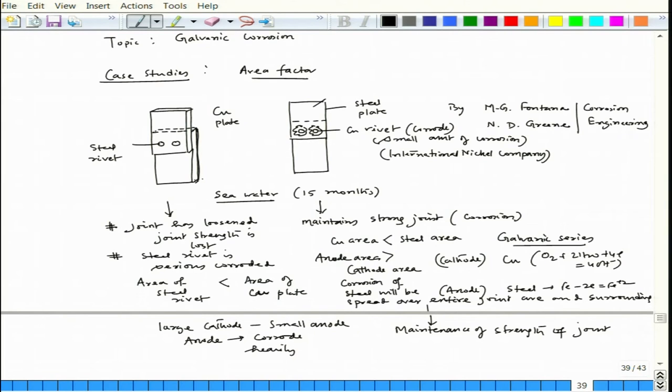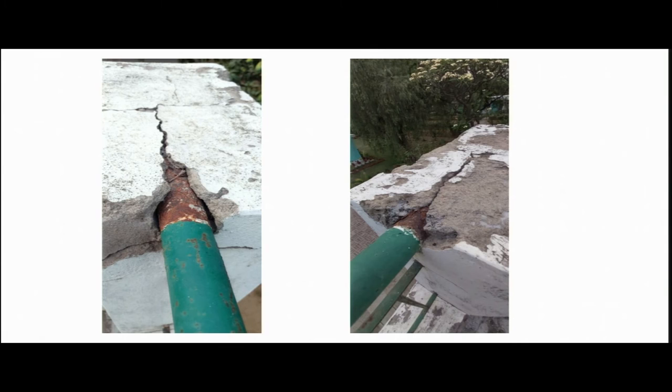Okay. Now, another example let me cite from my own experience. These are two pictures I have taken at the house where I stay, the rooftop where there are concrete pillars, and inside those pillars, while making this structure, they inserted pipelines into the pillars, and then they painted outside. Now, the interesting part is you can see at the top part of the pillar where the pipeline is, around that pipeline the concrete is heavily broken.